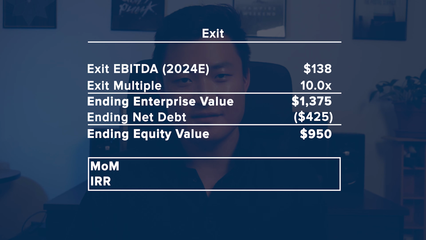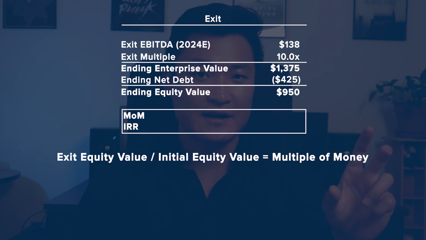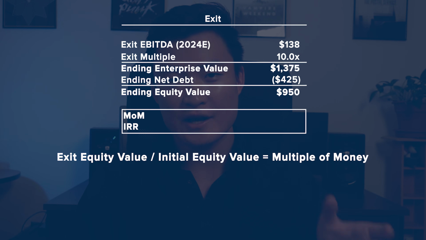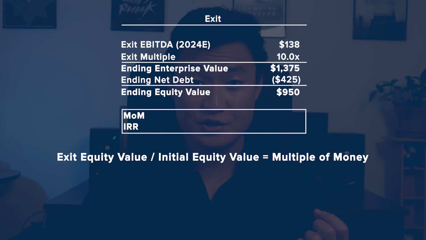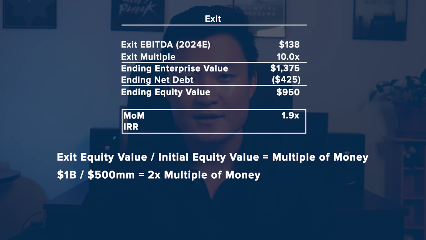Now, if you relate this back to the first principle we were thinking of, we wanted to know how much cash we're going to get at the end of our investment, and we're going to compare that to our initial investment. And this is the final part. So what we're going to do here is divide. We're going to take our exit equity value and divide it by our initial equity value. So 1 billion divided by 500 million, which is our initial investment, and that's 2 times. So that is our first very important investment metric. We've made a 2 times multiple of money.